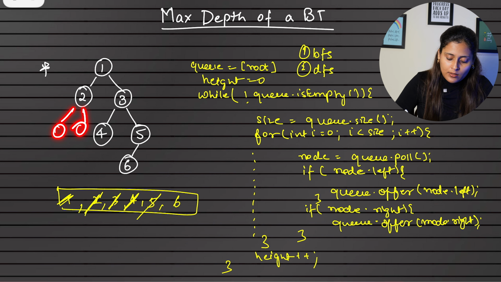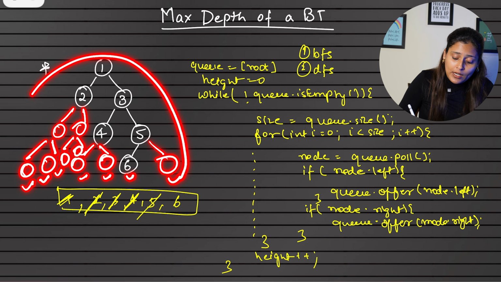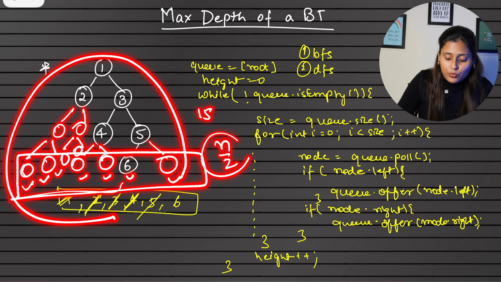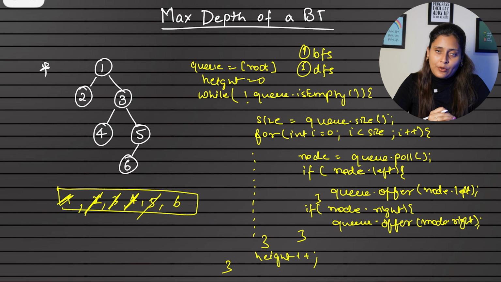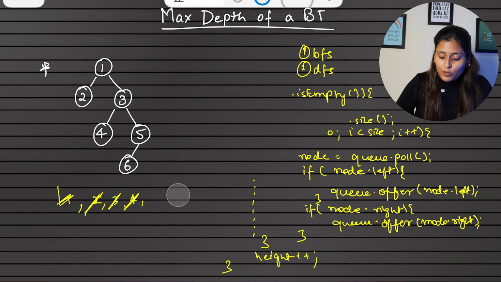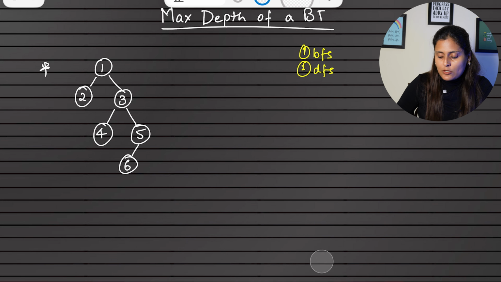Why? Suppose this is a complete binary tree, correct? In the worst case, the last level has 1, 2, 3, 4, 5, 6, 7, 8 children. Total number of nodes are 15. So at max, this much level of children you will save, which is nothing but n by 2. So hence n by 2 is O of n only. So with BFS it is possible. How is it possible with DFS? With BFS, it took O of n time and space complexity.